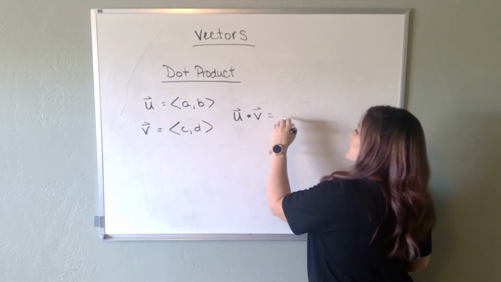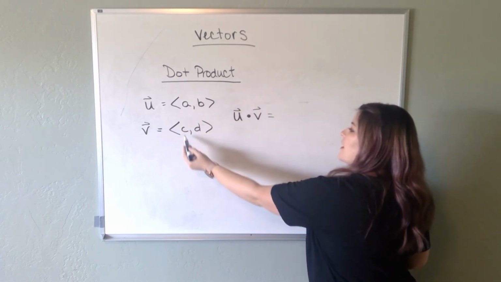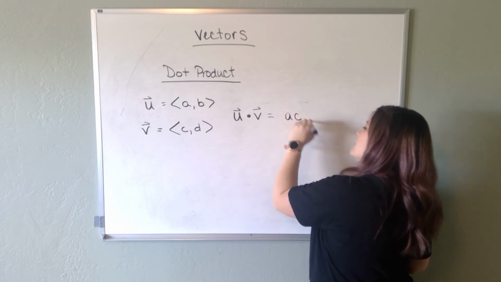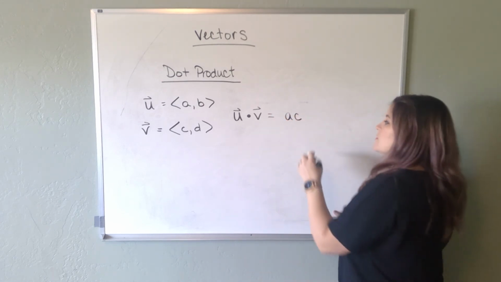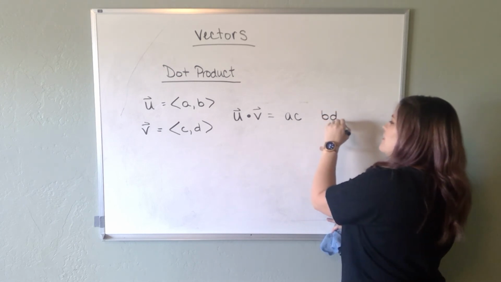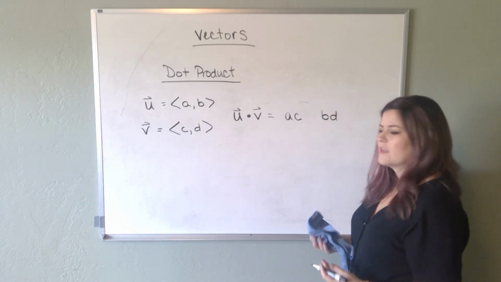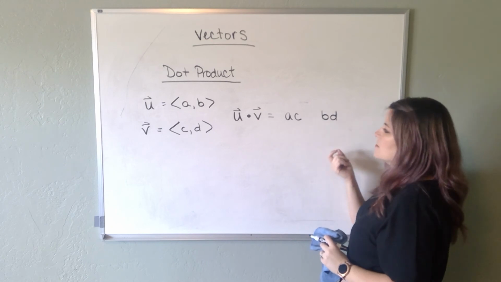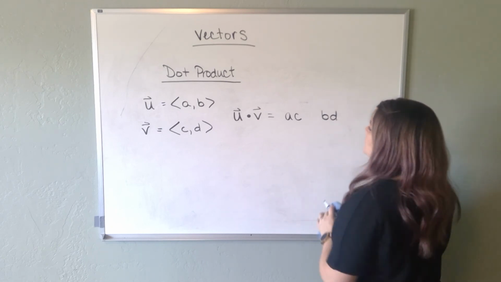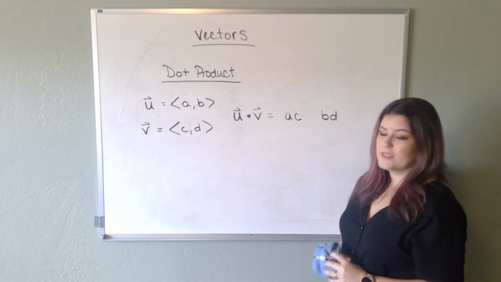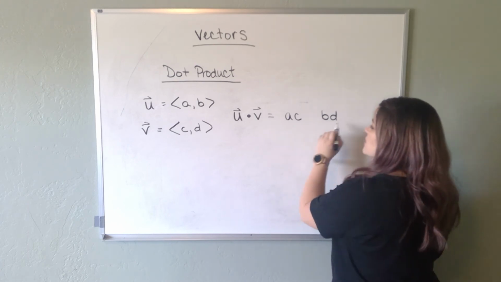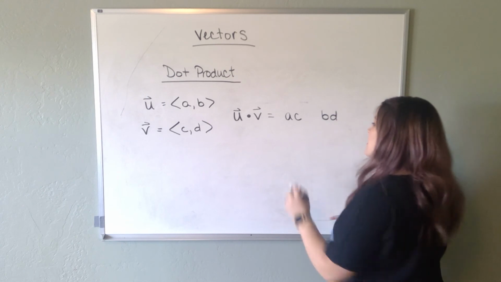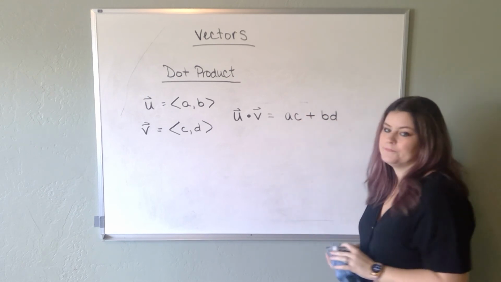This is how you find it. You do multiply your first two numbers. So I'm going to do a times c. And I'm also going to do b times d. So it seems like I am just multiplying the two vectors, the first terms, the second terms. Here's the big difference. There's not a comma in between. This doesn't turn into a new vector with new components. You multiply those two terms together and add them.